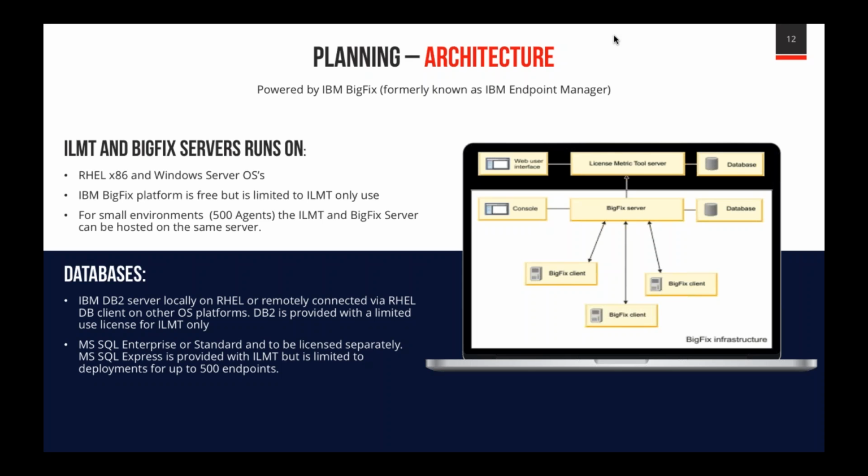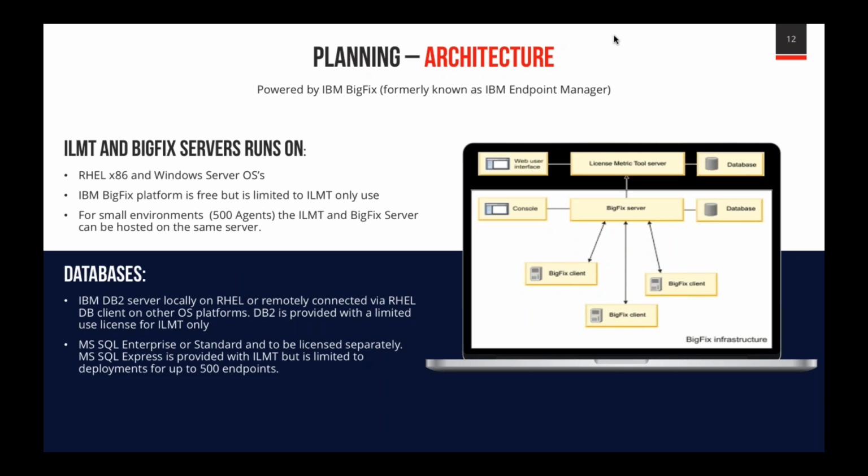In terms of where you can install it, you've only got 2 options, whereas previously you had many options to install on many different operating systems, but now there's only 2 options available. It's Red Hat Linux or Windows. With Red Hat Linux, you get to use DB2, and that comes with the product. And with Windows, you have to use Microsoft SQL Server, either Enterprise or Standard. And if you've got a small deployment of up to 500 agents, then you can use Microsoft SQL Express as well.